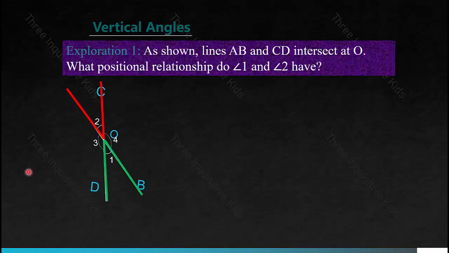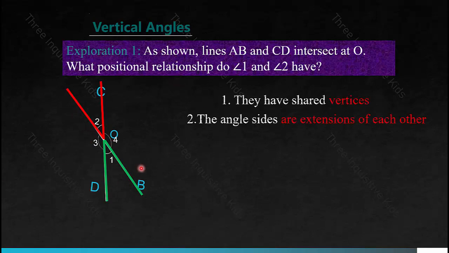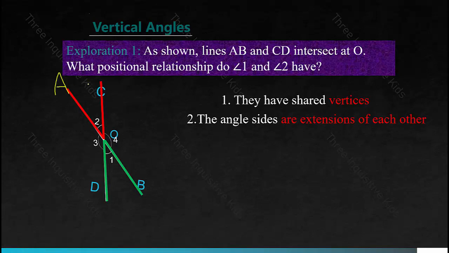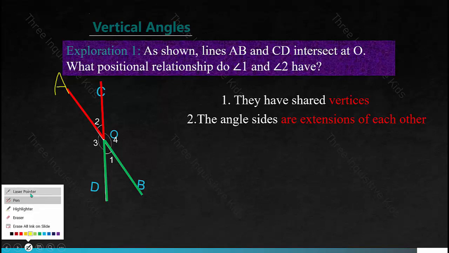You'll see that angle 2 is highlighted in red here, and angle 1 is highlighted in green. The two things that we can observe is that they have a shared vertex, which is this point right here, and you can also think of their angle sides as extensions of each other. For example, let me write down A here. AO and BO are the sides of two separate angles, but AB is one line. So this is what we mean when we say the angle sides are extensions of each other.